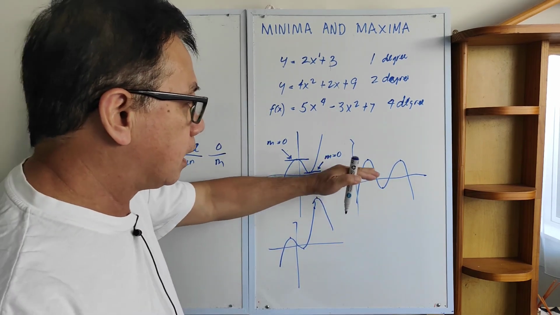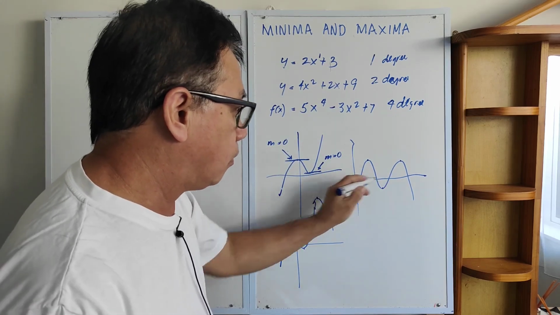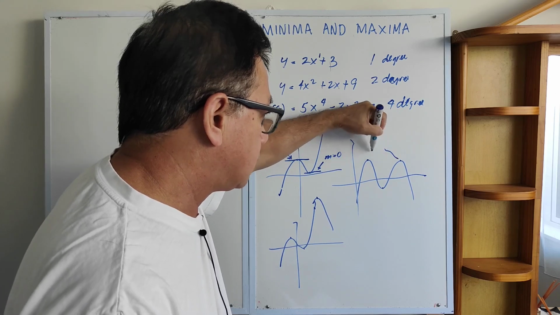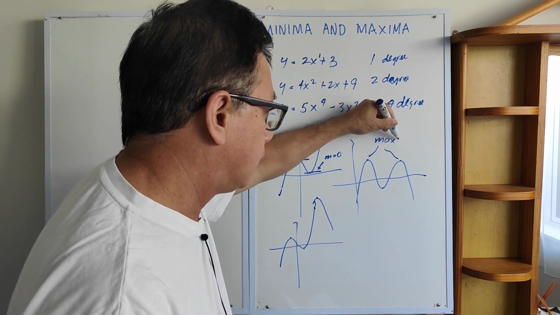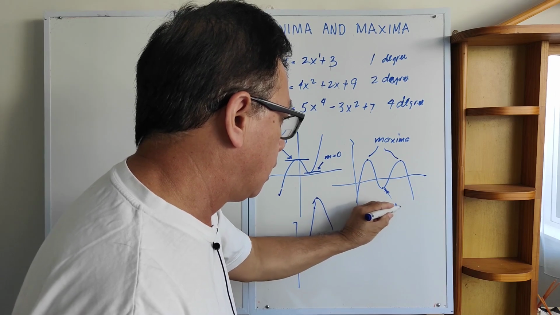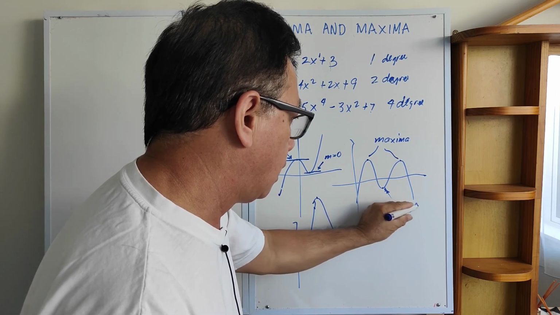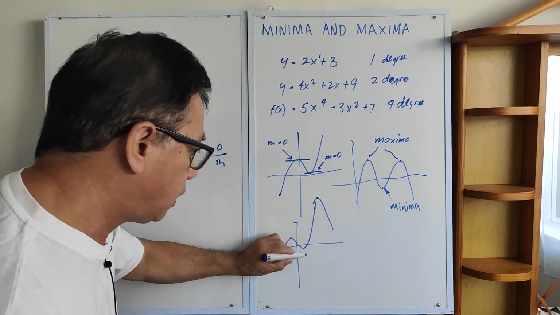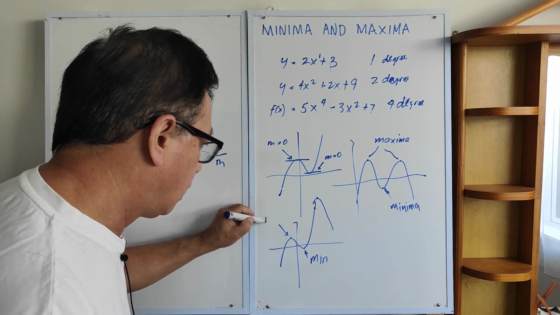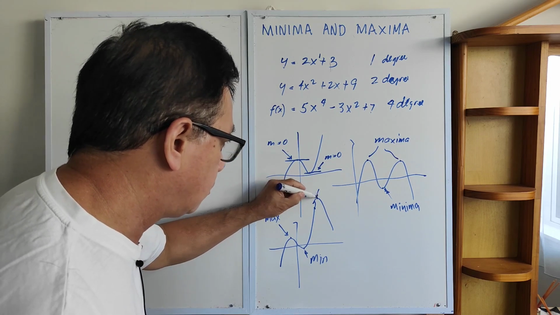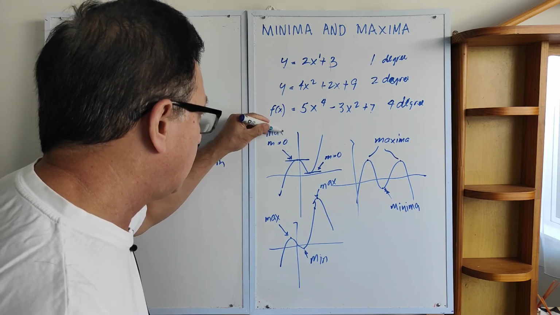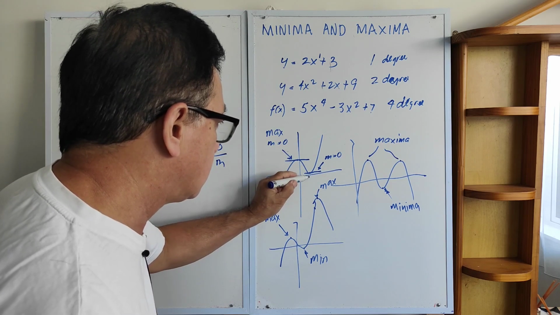Now, compared to the whole curve, this is a high, and these are called maxima, and these are called minima. So in here, this is minima, and this is maxima. This is also maxima. In here, this is maxima, this one, and then this one is minima.